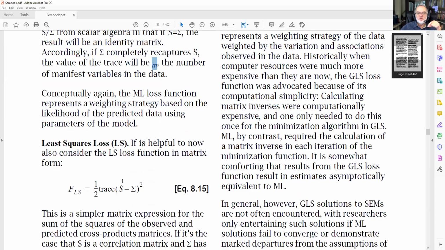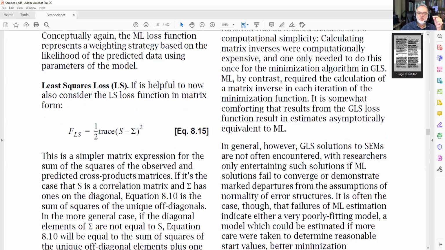So it's helpful now to go back and look at our loss function in matrix form. And this is a matrix analog version of that longer version of least squares loss that I wrote out before. And here we see our old friend, the trace. So this is going to be the actual data, the variance covariance matrix, minus the predicted variance covariance matrix squared. And this trace is adding up all of the individual variables.